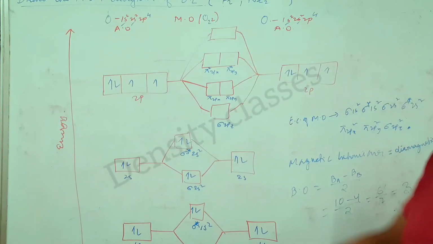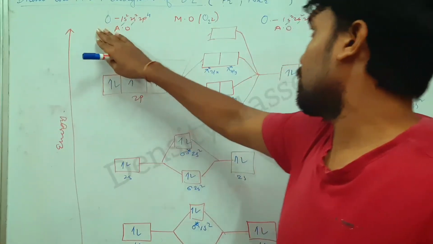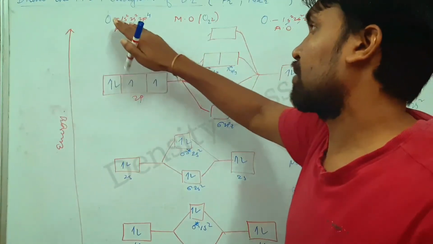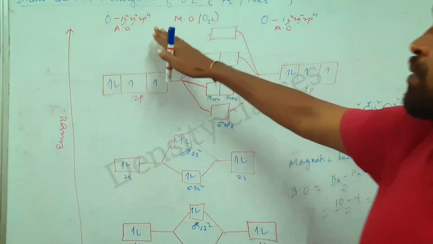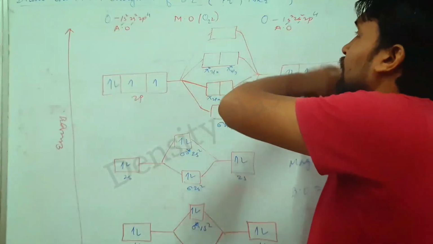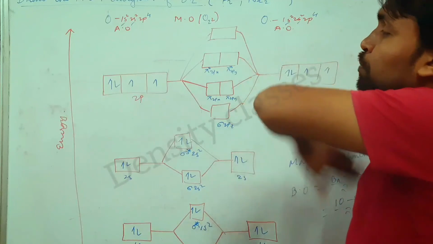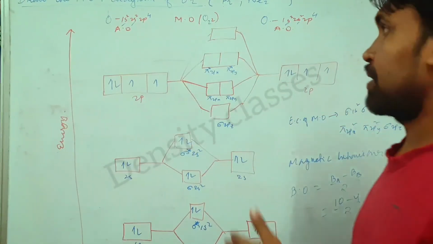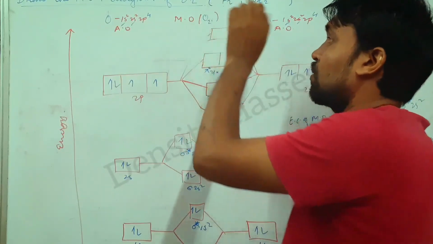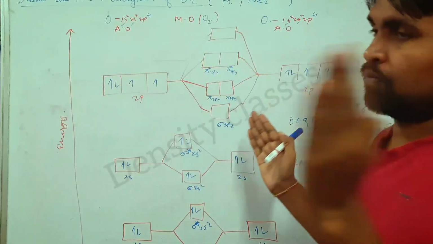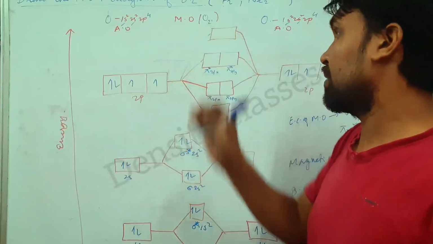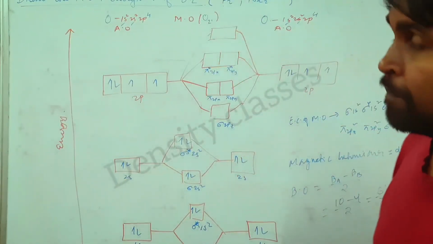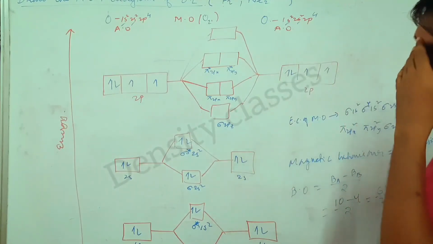See here, one oxygen atom we have written on the left, and one oxygen atom on the right. Their electronic configuration is 1s2, 2s2, 2p4. On the right also we have written 1s2, 2s2, 2p4, and in the middle we have written MO, that is molecular orbitals, and here we have written O2. Got it? Oxygen 1 and oxygen 2 will combine together to give us O2, and this line indicates the energy level. That energy is increasing from the bottom to the top.